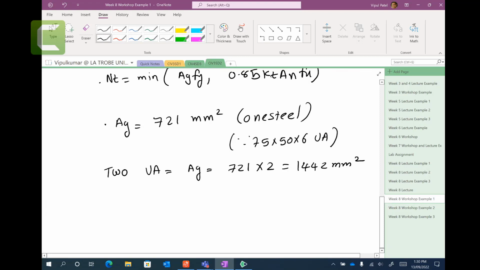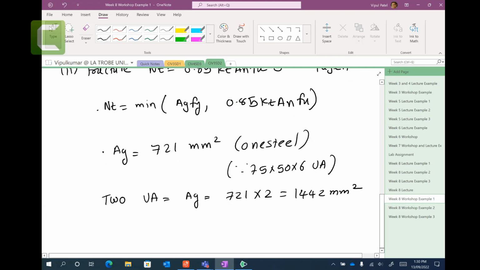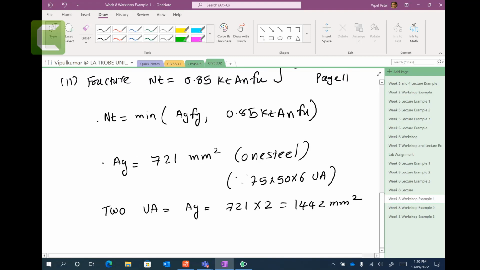Any questions in finding AG? We have two unequal angles, therefore we multiply by 2, so we are finding the combined capacity. Any questions in finding AG? It's just given in the steel tables. Straight away you can use it. All good? So that is AG.